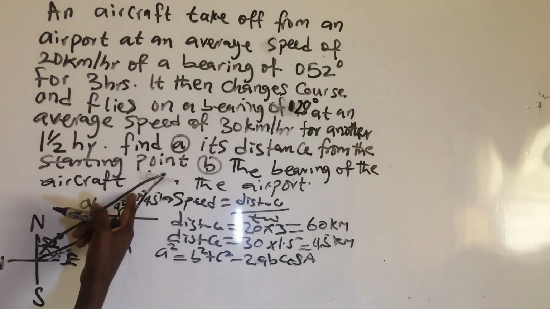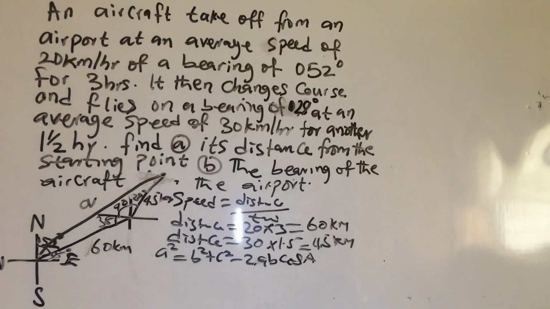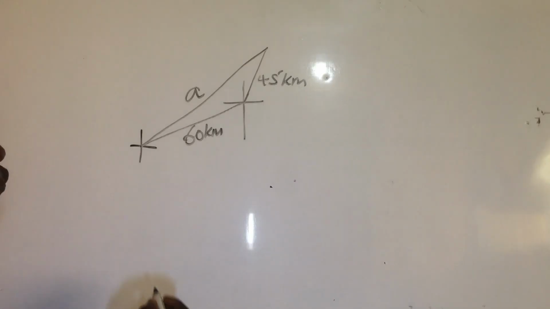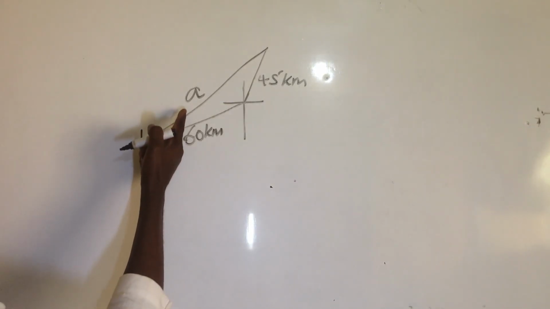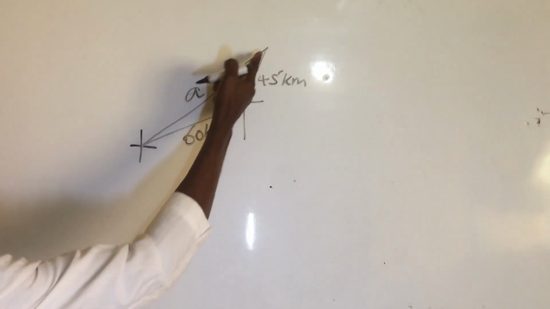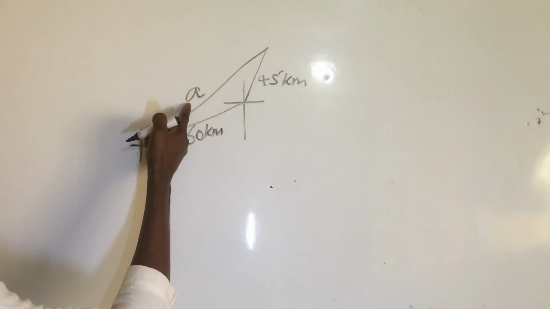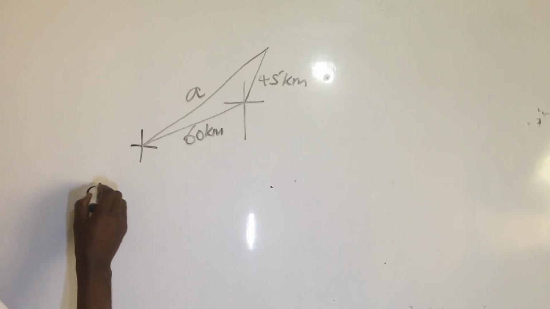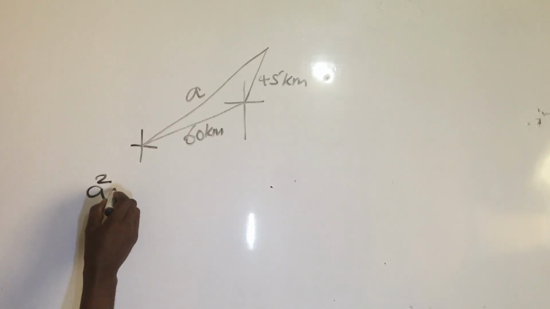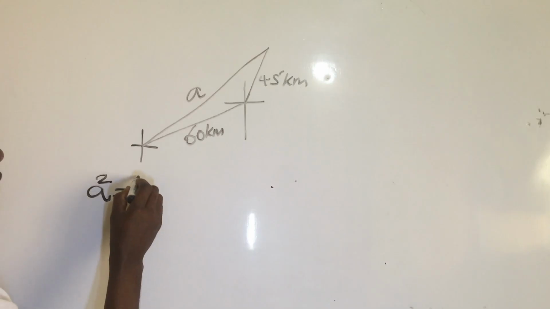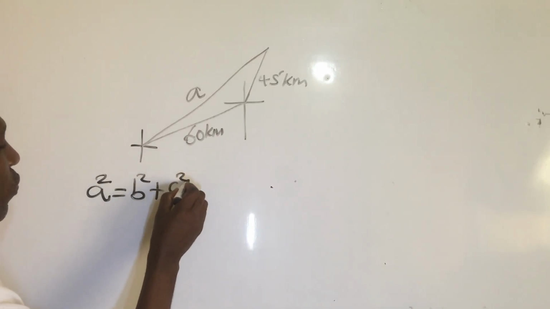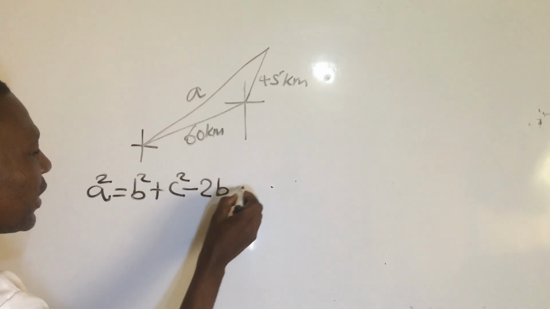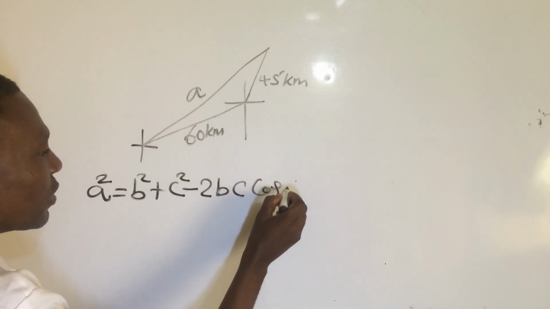And the angle is the summation of all this. When we sum them, correction, what I mean is using the cosine rule. Remember that I am looking for this distance, which I have named a. Using the cosine rule, we know that a square is equal to b square plus c square minus 2bc cos a.